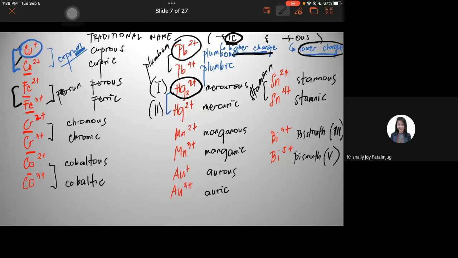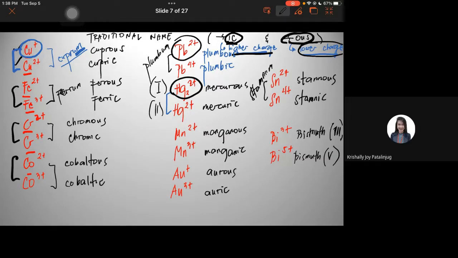Again, I always keep reminding you to memorize the ions, the formulas of the ions. So this is just additional information. Just know when -ous is used, and the -ic. Again, this is only applied to those ions capable of forming varying or differing charges. And these are a few examples.